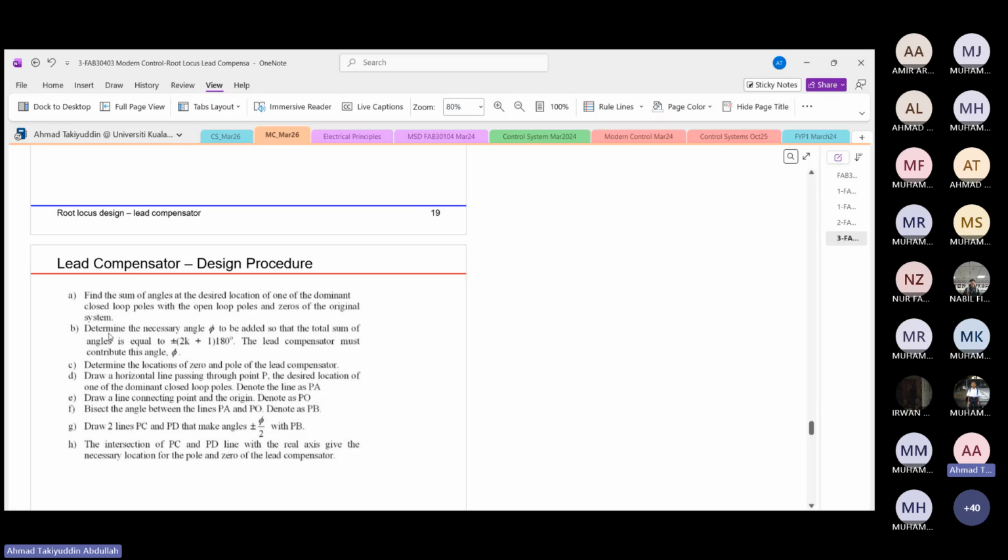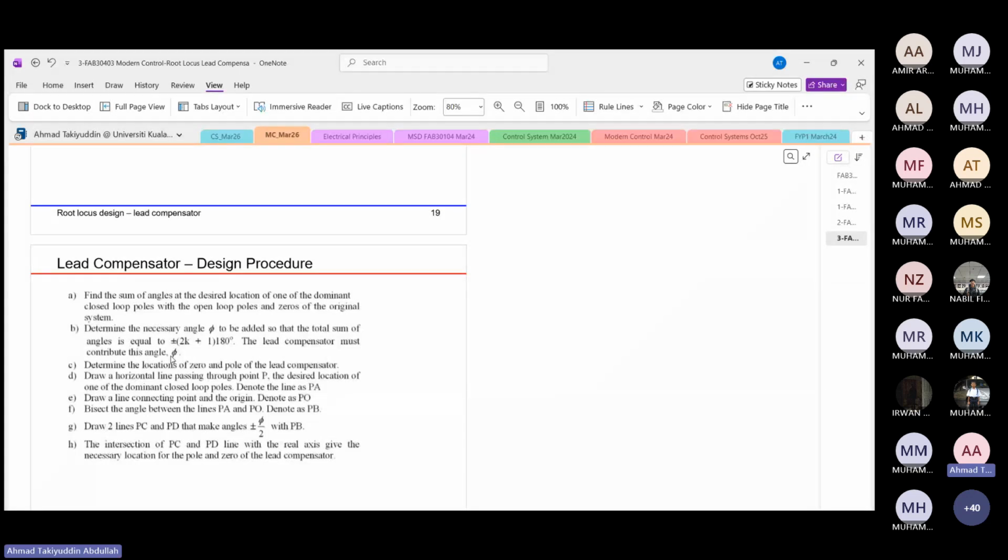Then in the next step, we need to determine the necessary angle, which we are going to call phi, to be added so that the total sum of the angle is equal to (2K+1) times 180 degrees. This shows that it must be equal to 180 degrees, and the lead compensator must contribute this angle of phi. Right, guys? Do you have any question up to this point?